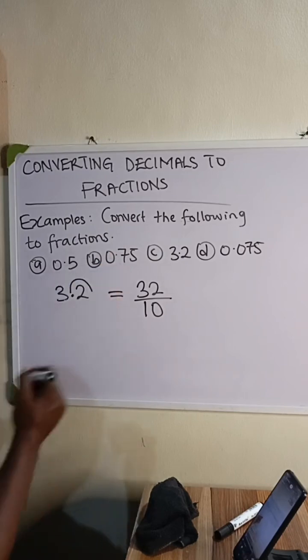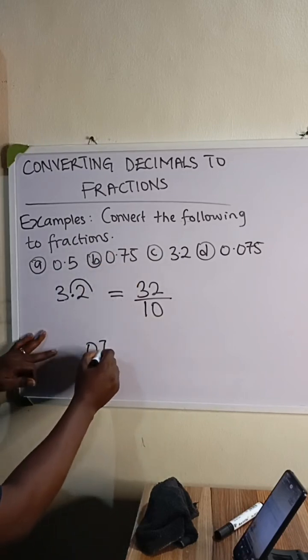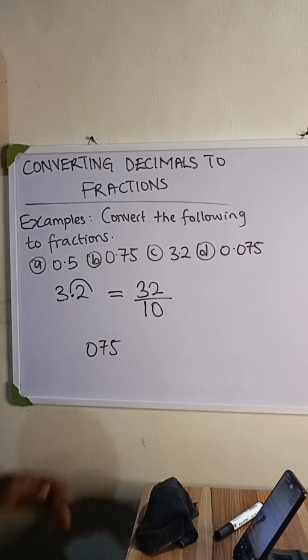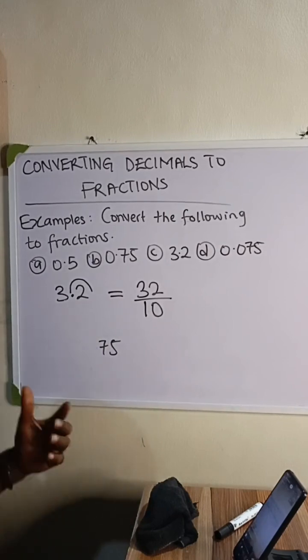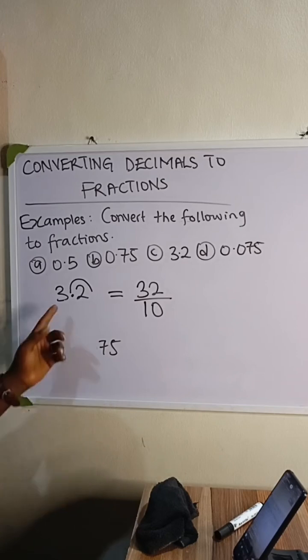Here, when it went that way, it's now 0.75. And 0.75 is the same thing as 75. So since it was a 0, there was no need to write it. But if it is another number, you have to write that number.